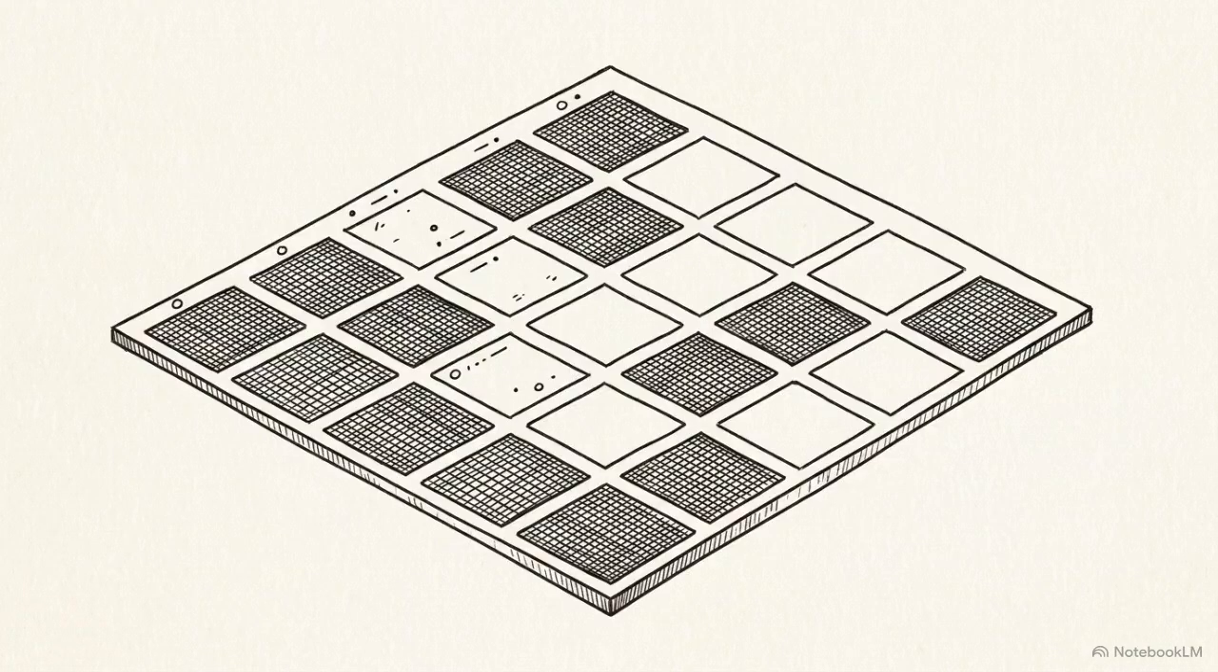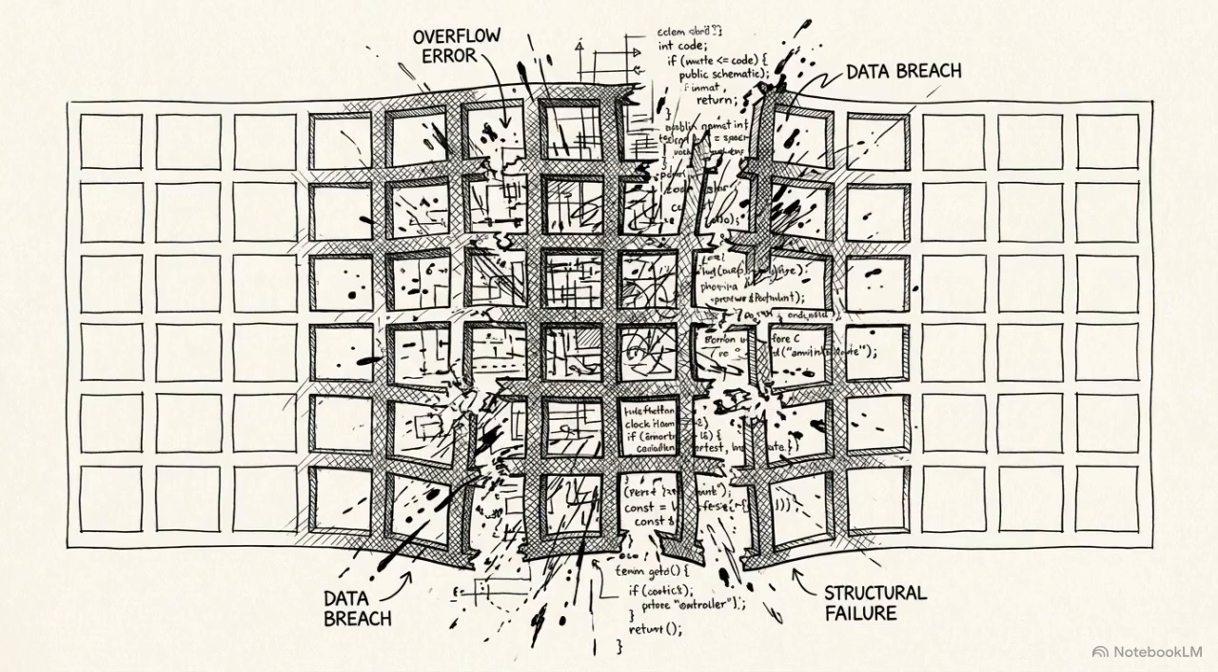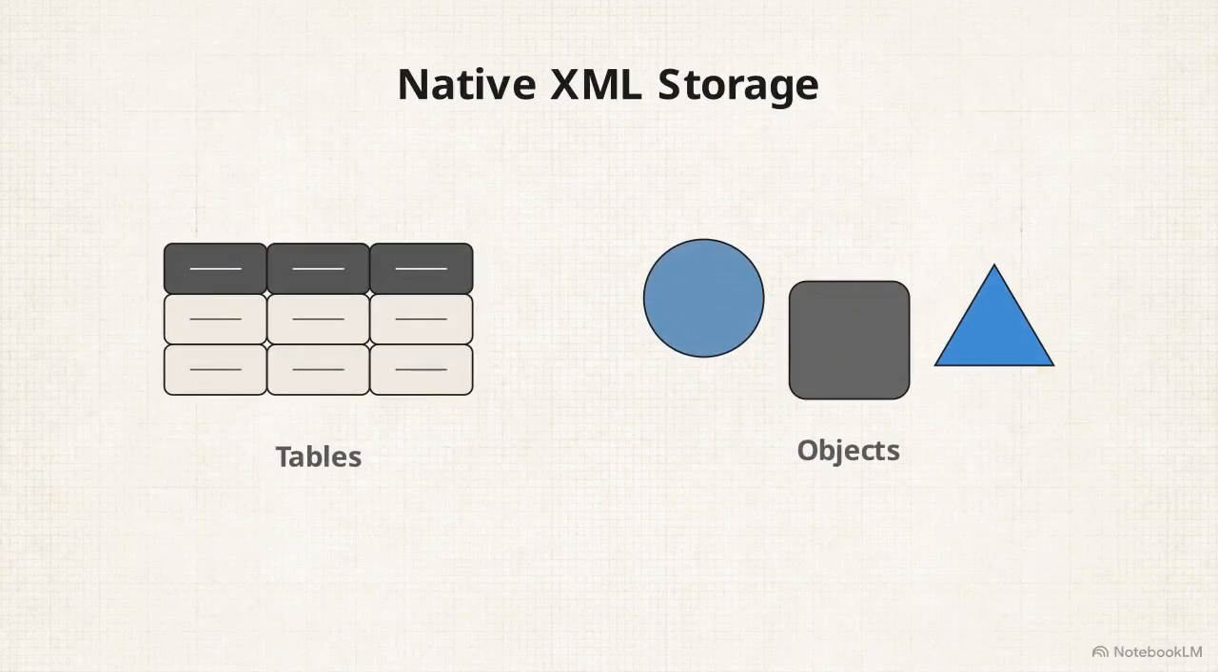Strict object types are powerful, but they still require a predefined structure. When dealing with semi-structured data, like a web catalog where a shirt has color choices but a hat does not, rigid object schemas fail to accommodate the unpredictable attributes. For these scenarios, databases utilize native XML storage.